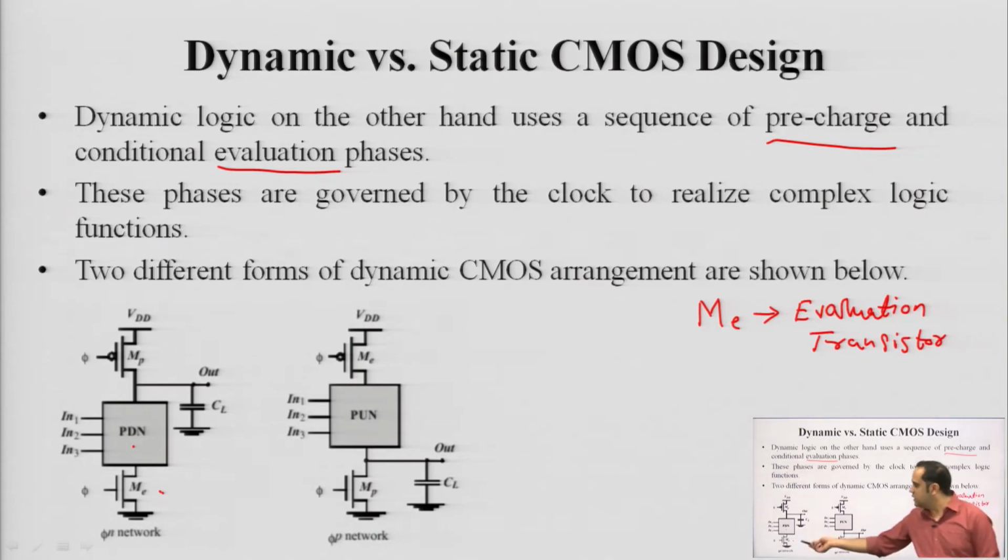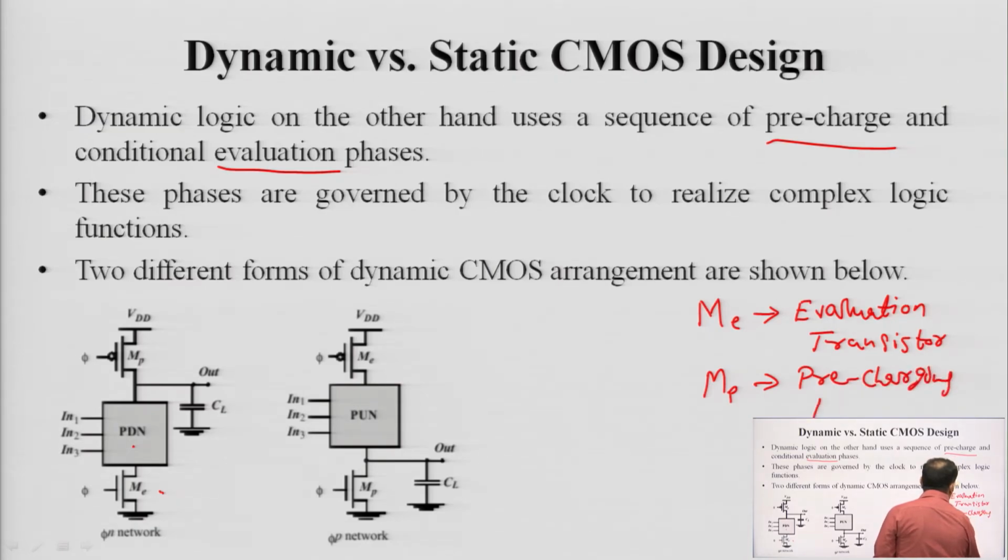Okay. So, in the N type of dynamic CMOS circuit, you have a pull down network with all the inputs applied, right, and the evaluation is done by another NMOS transistor connected just below the pull down network. Apart from that, you have a pre-charging transistor denoted by MP. Okay. So, in dynamic CMOS, MP represents your transistor which is responsible for pre-charging. Okay.